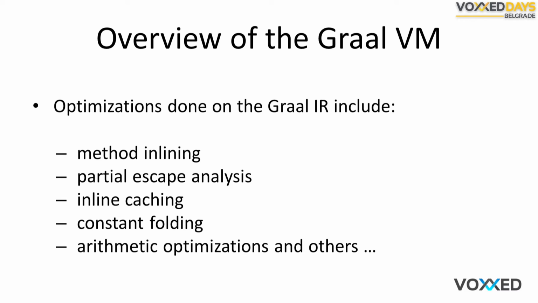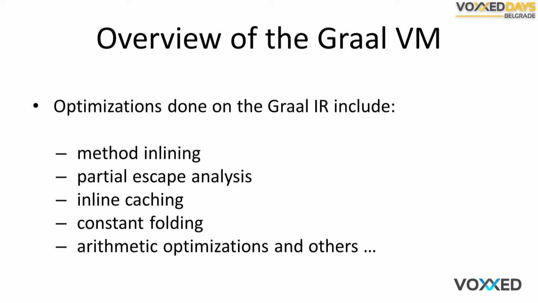Some of them are method inlining, which allows you to take some method invocations and place the source code of that method directly at the execution point. It has also partial escape analysis, when it tries to determine if some variables are encapsulated in some particular scope. And in that case, it can create them on the stack rather than on the heap.